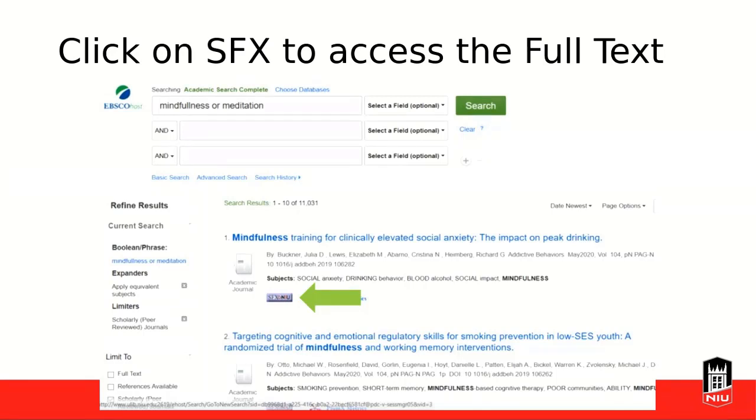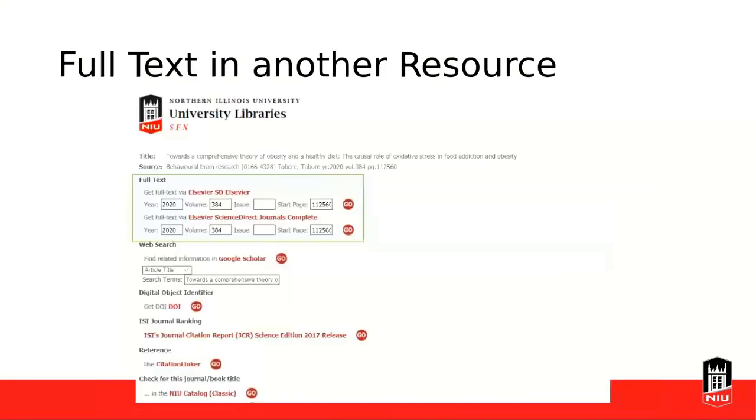So if you're doing a search in the database and you don't see the full text link underneath the citation, then you will see this SFX and NIU link that's highlighted there by that green arrow. You would click on that, and the first thing it would do is search all of our other resources, the more than 200 databases that we have and other separate electronic subscriptions, to see if they might find the article in another resource that we have.